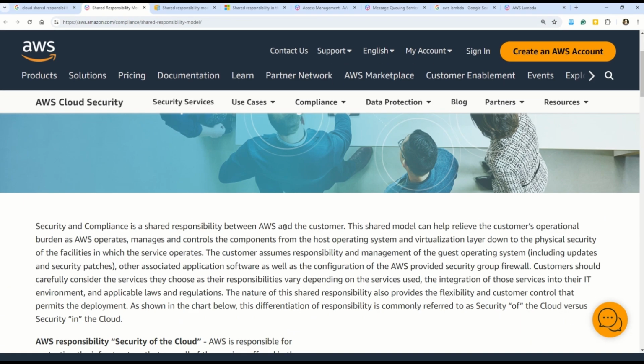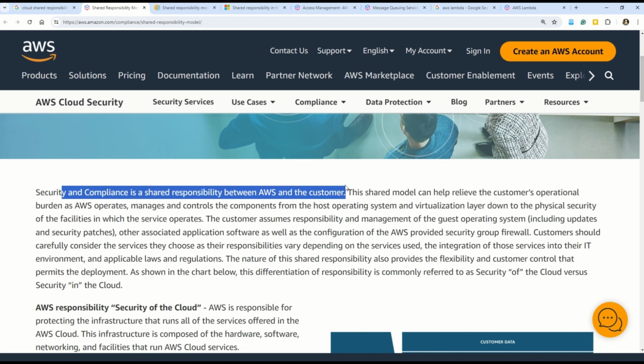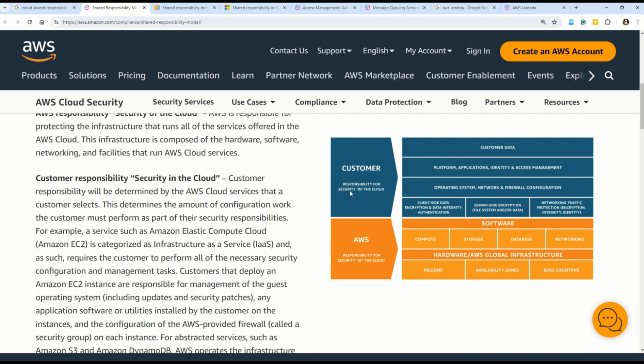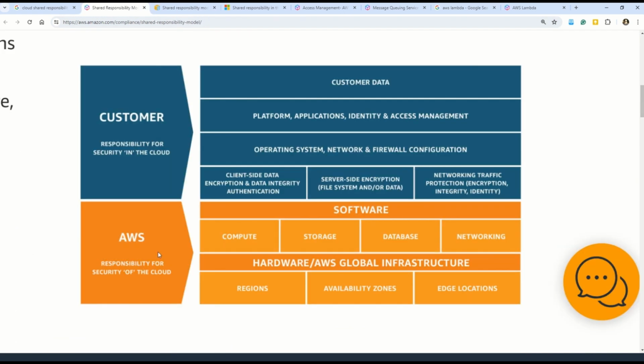So here you can see the shared responsibility model. To start with, AWS is saying that the security and the compliance is the shared responsibility between AWS and the customers. So here I want to start with this diagram, or probably I will jump to this documentation here. And now in this diagram, my friends, you can see two major colors or two major sections here.